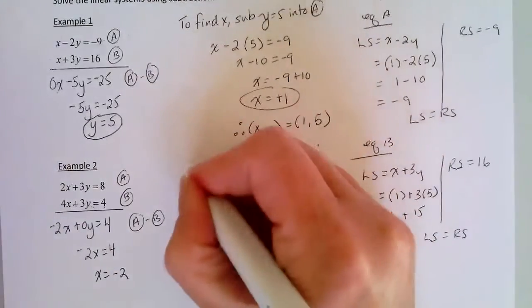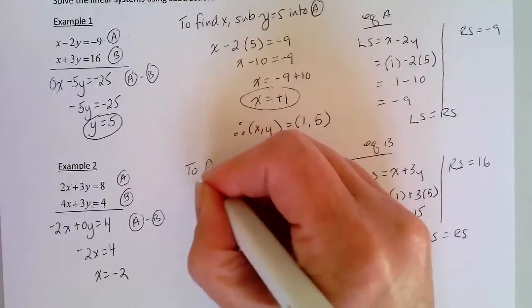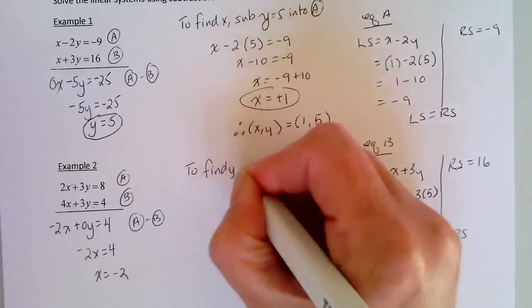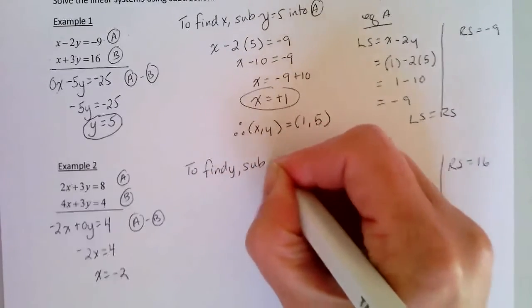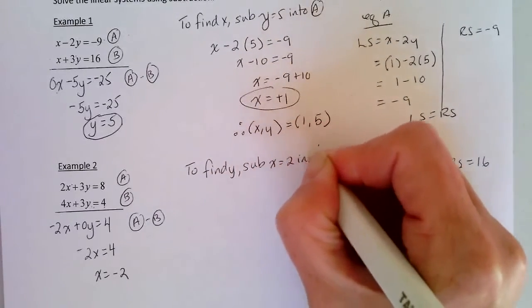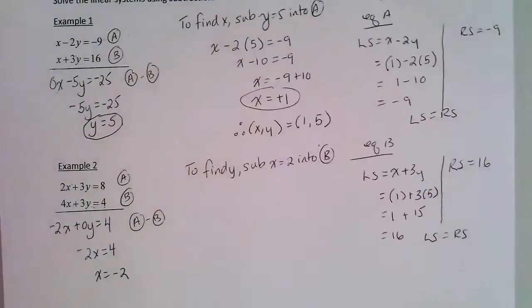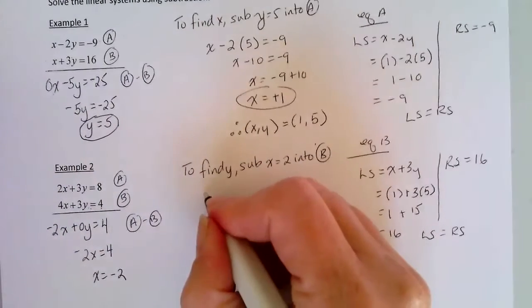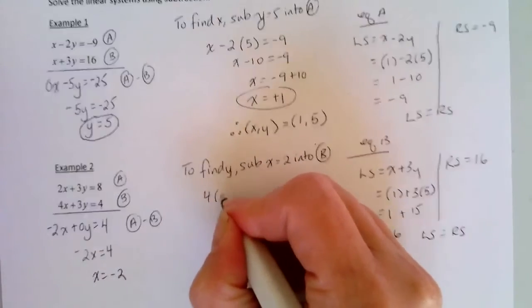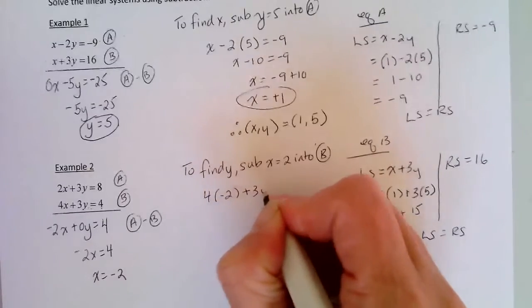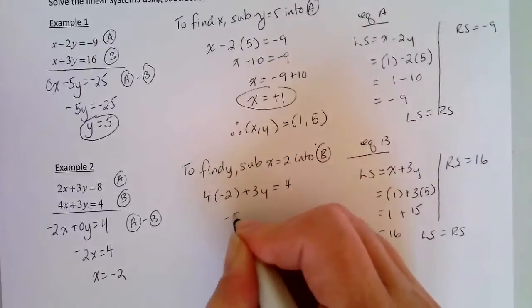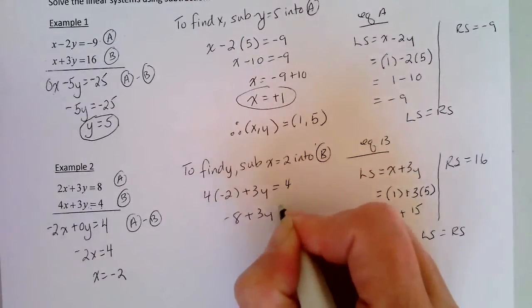Now we find the y counterpart. To find y, substitute x equals negative 2 into either A or B. Let's put it into B. I'm always choosing A. Let's try B this time. So we're going to replace x with negative 2. We're going to multiply.